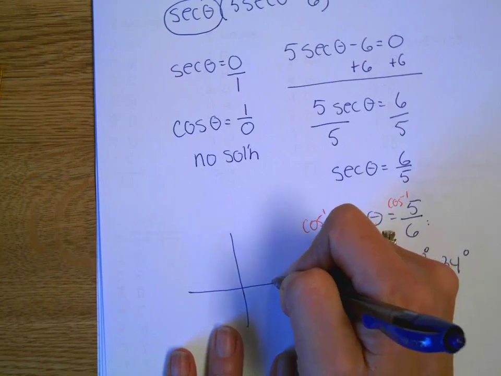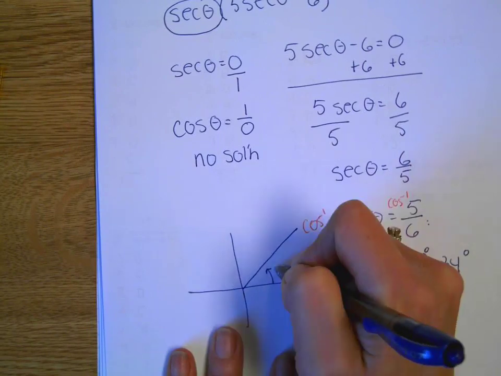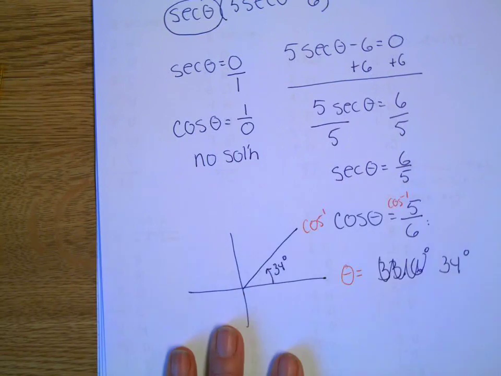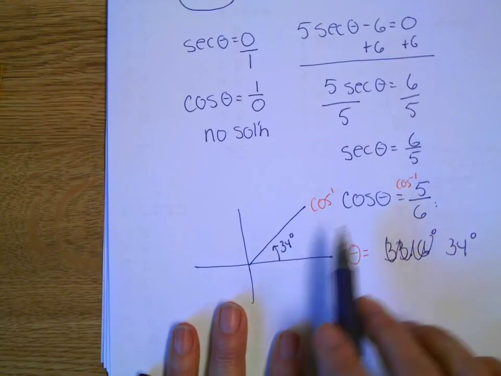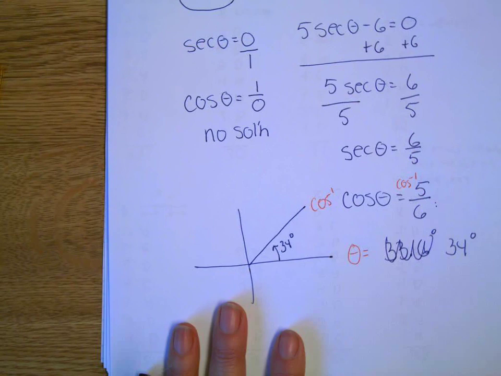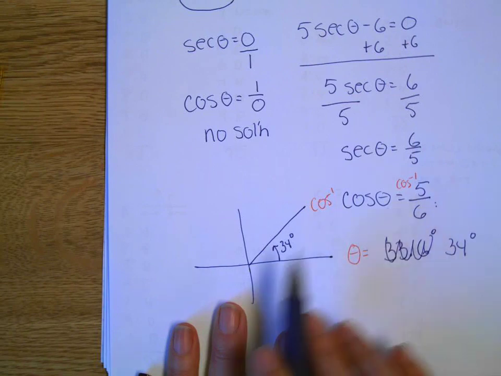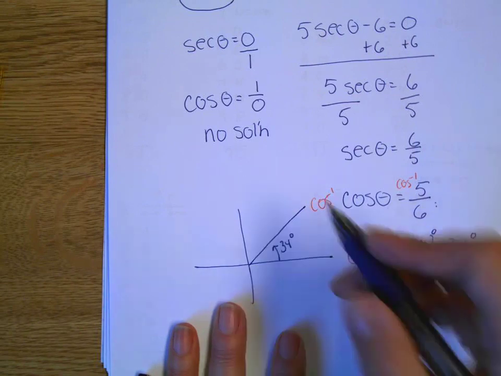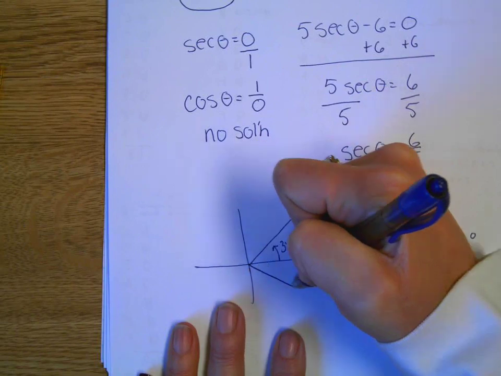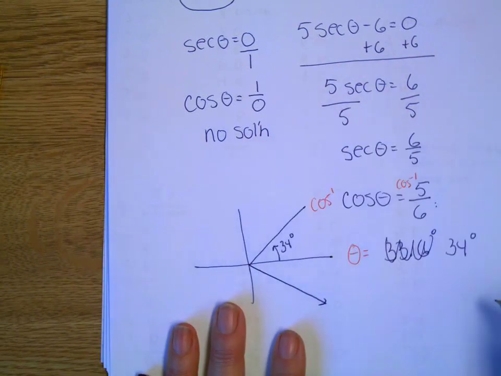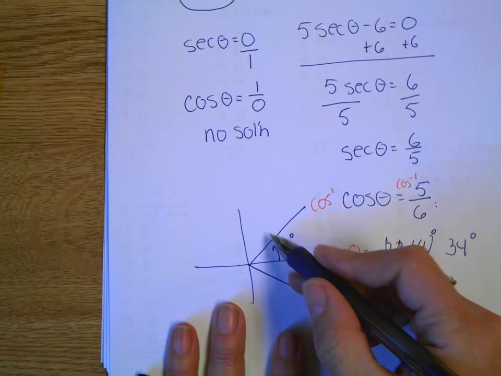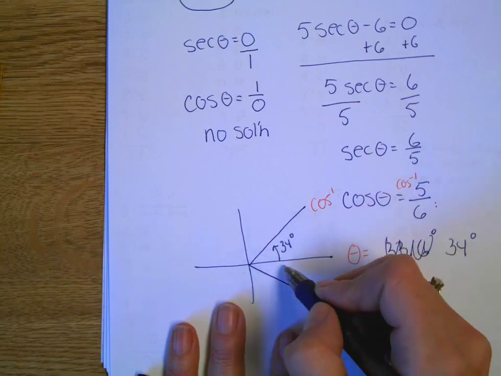Well, it gave you 34 degrees. Oh no, if you draw a triangle. You need to tell me what other quadrant the cosine is positive in. 4. Not 3, it's 4. Why? Because cosine is the x value, so it's positive here. So there's another angle right here that has the exact same cosine ratio, 5 over 6.